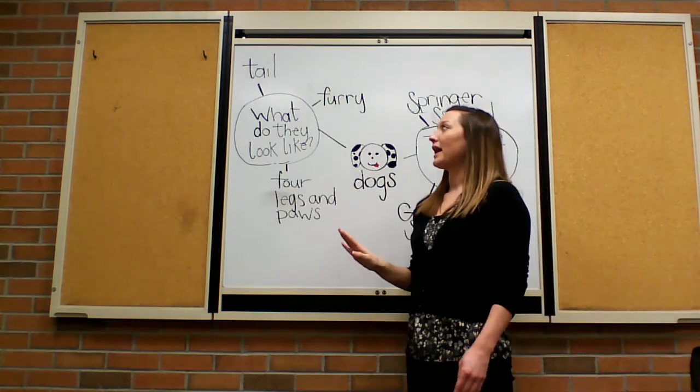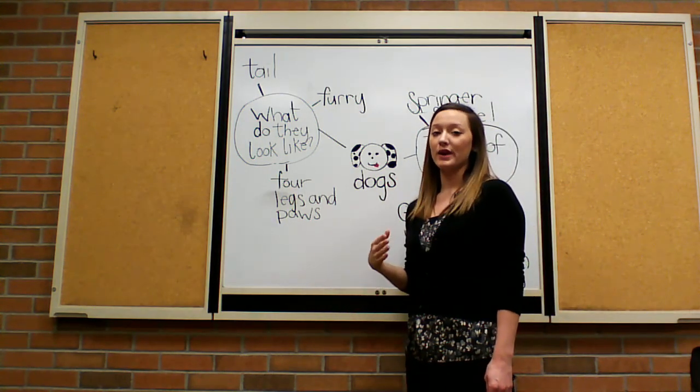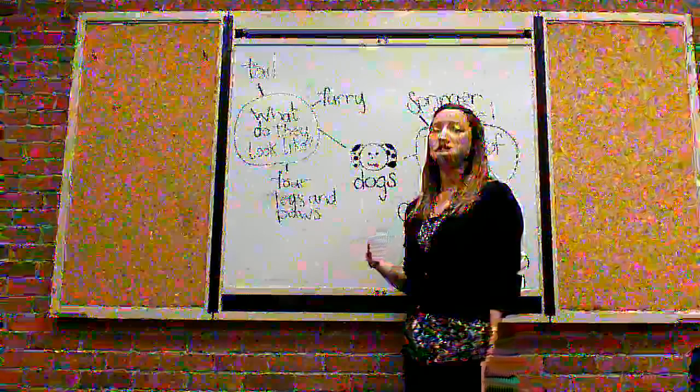And you'll want to have relating words or phrases stemming from the subcategories. So from what do they look like, I had tail, furry, and 4 legs and paws. And then from the subcategory types of dogs, I have Springer Spaniel, German Shepherd, and English Bulldog.